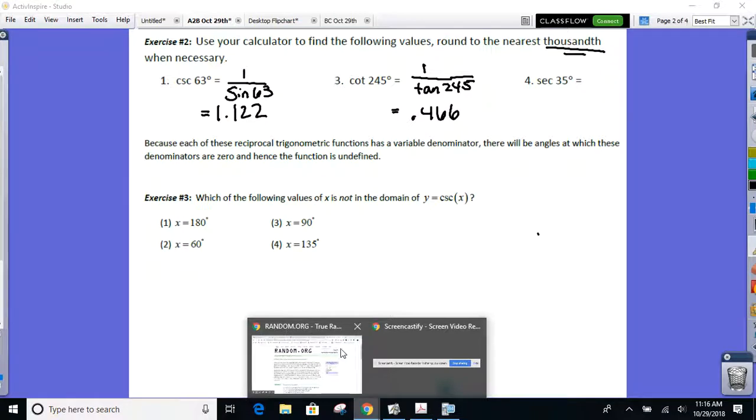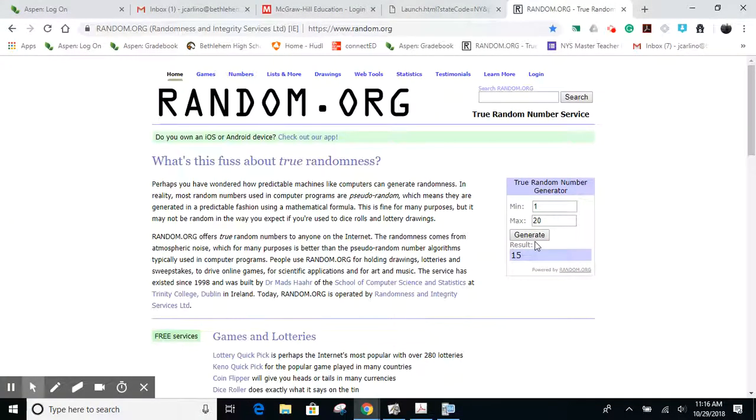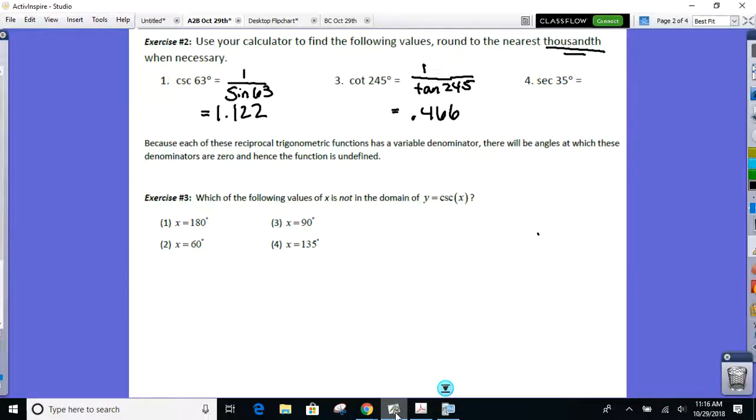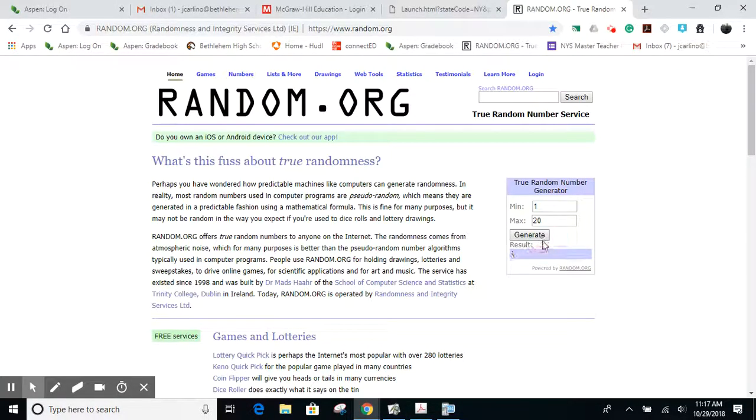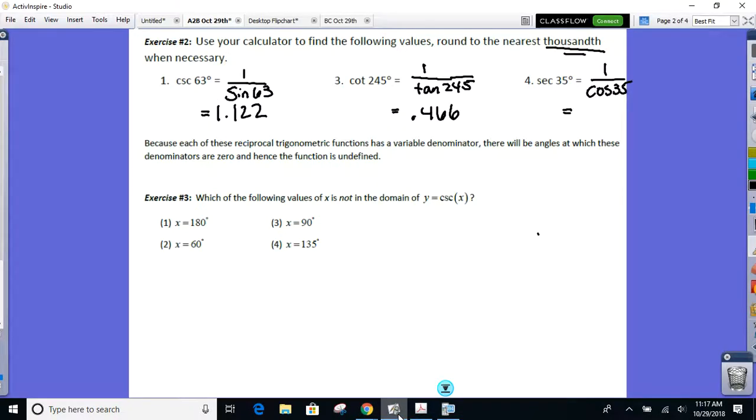Secant of 35. What are you typing in the calculator? 15 again. Anna, what are you typing in your calculator for this one? What am I flipping? Yep. So 1 over the cosine of 35. Three, what do you got for me? 1 point.